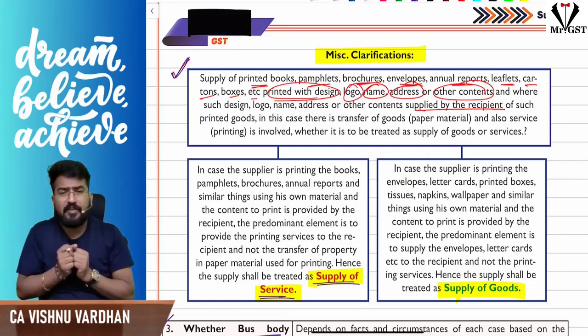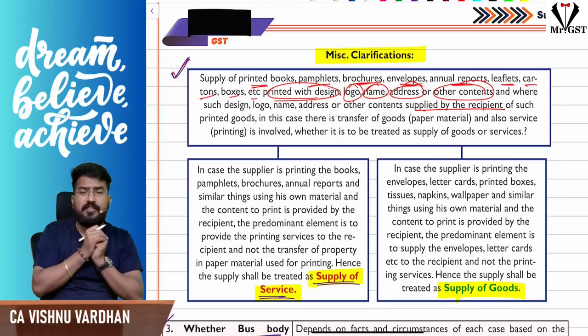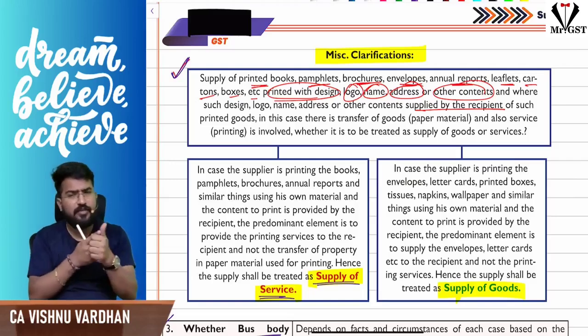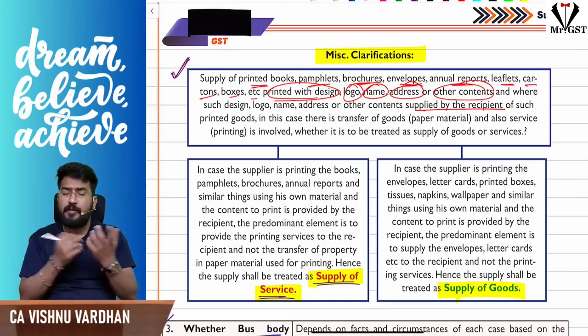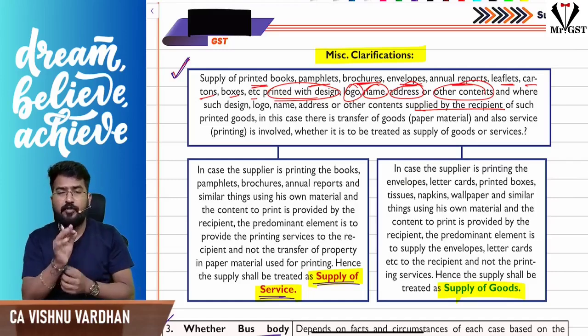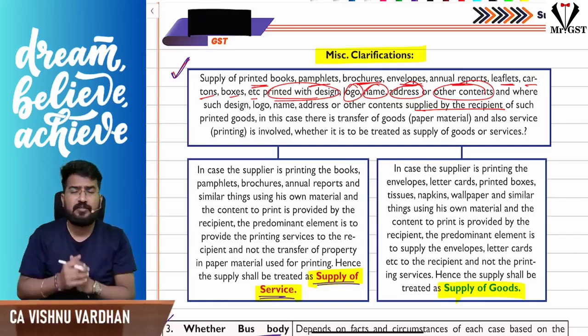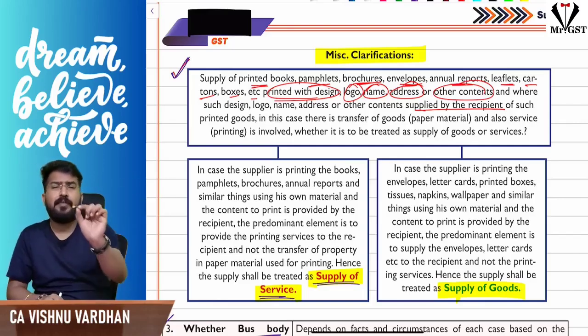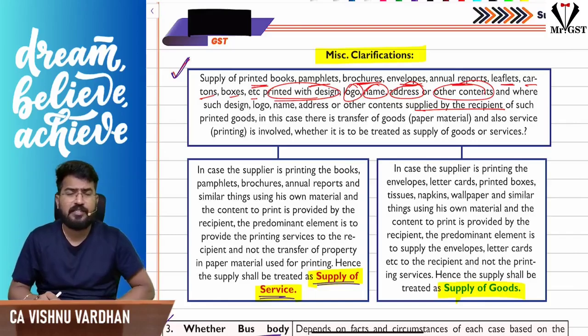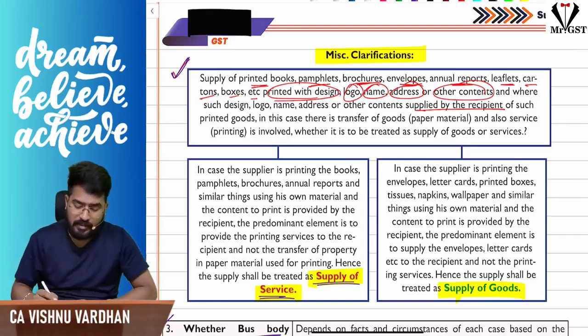You are buying the envelope covers also, they are printing your from address there. So in such cases, you are also getting goods, you are also getting printing services. But sir, here what is predominant thing? Here the predominant thing, you went to buy tissue papers, you went to buy envelope covers, you went to buy some office stationery. Incidentally, they are printing your office logo, etc., etc. All this. So in that case, it will be treated as supply of goods. So what is the predominant thing?